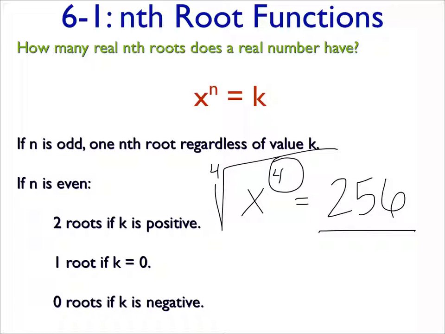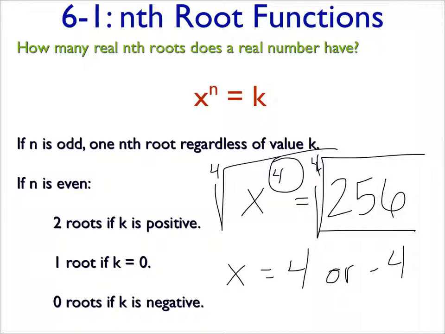The reason is, when I take the fourth root of 256, I get x equals 4 from my calculator. But I have to be smart enough to know it could also be negative 4. So your answer is positive or negative 4. And the reason is 4 times 4 times 4 times 4 is 256, but negative 4 times negative 4 times negative 4 times negative 4 is also positive 256. So that's your reason there.